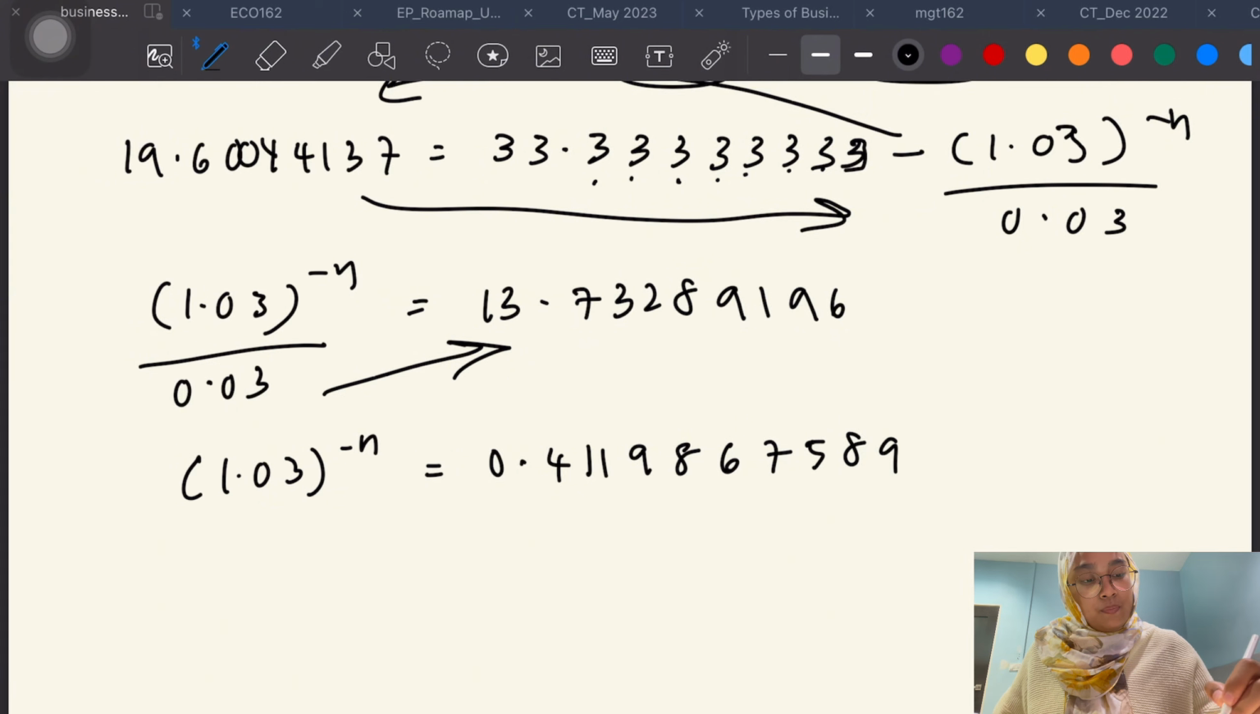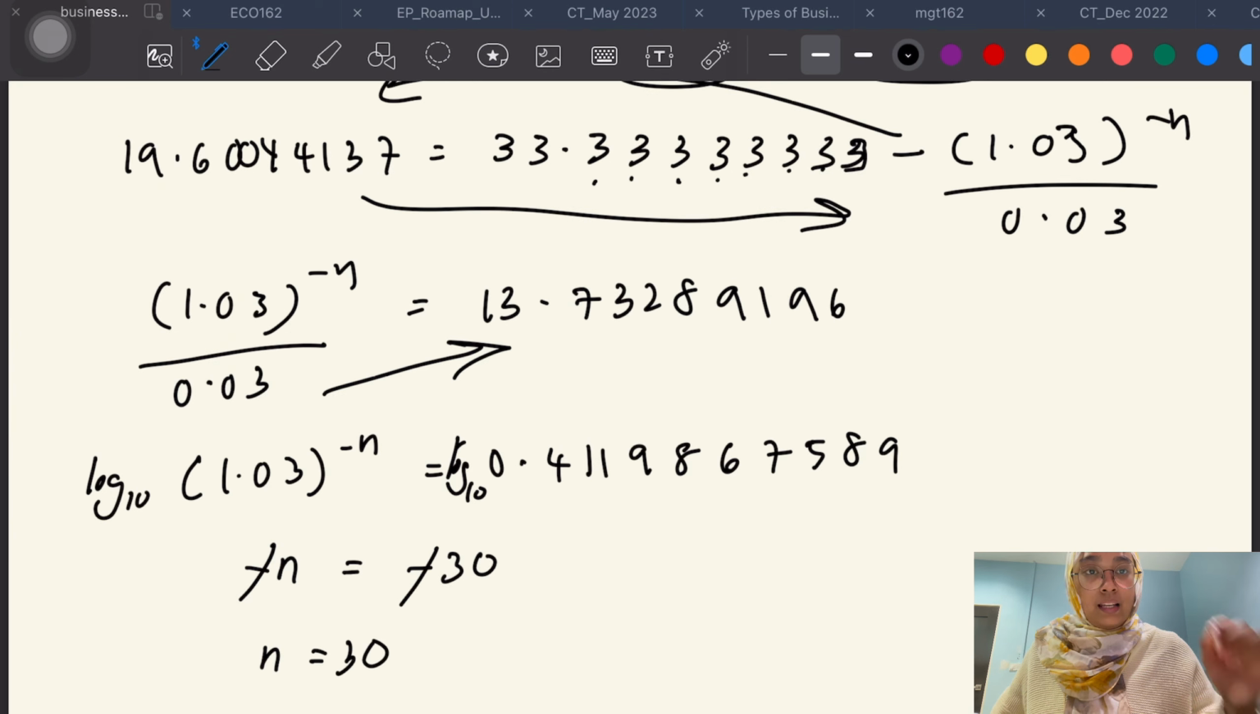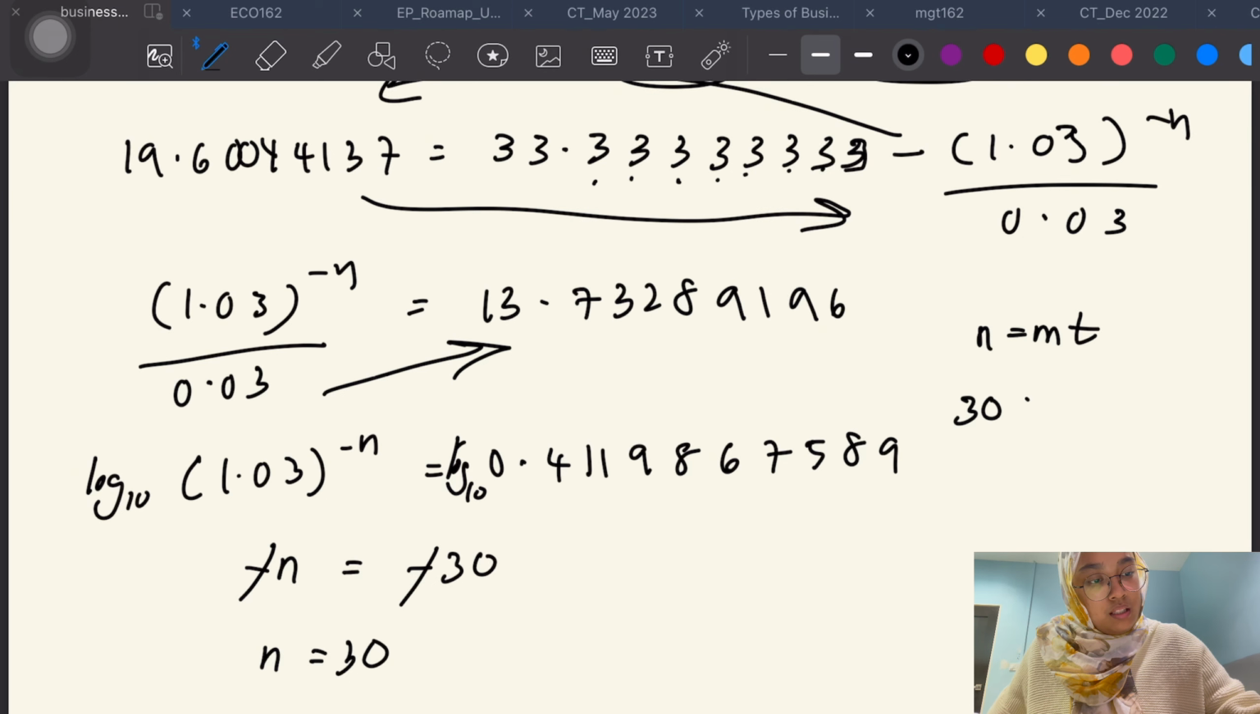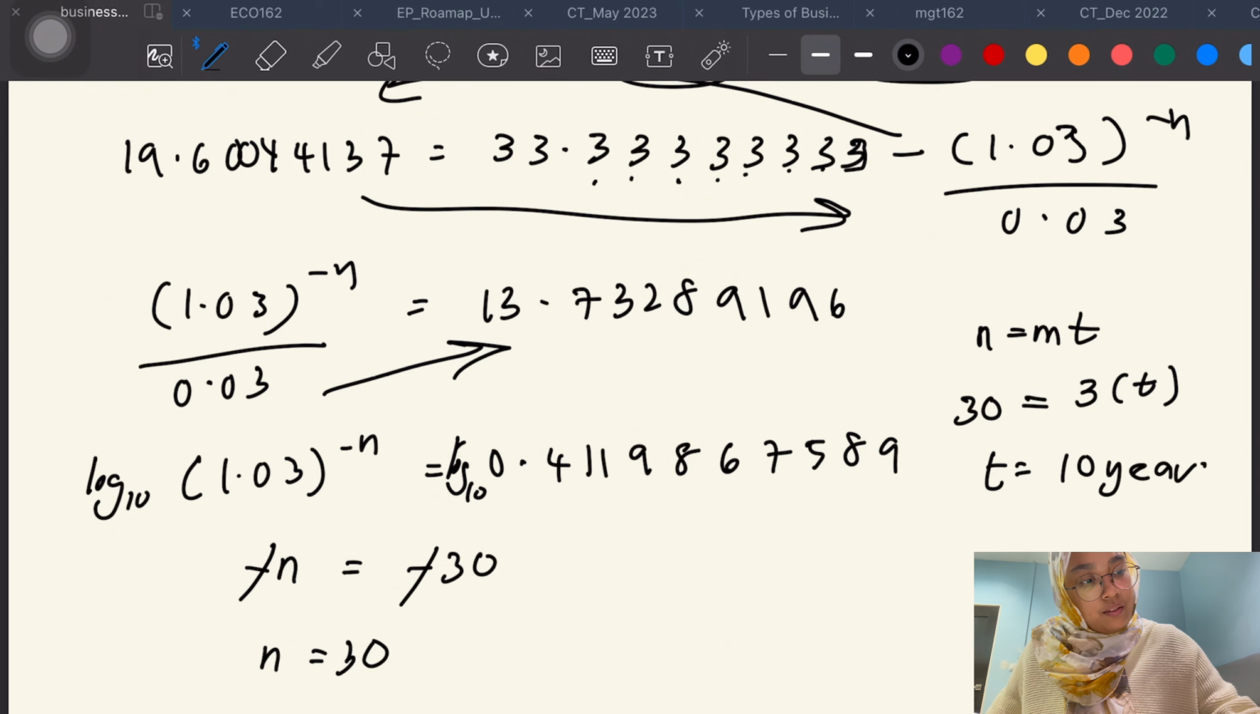So you have to use log. You log this one and log the other, and then you will get negative n equals negative 30. So n equals 30, but that's not the final answer. Remember what I said, n is empty. So n equals 30 equals, what is our m? 3. So we don't know what is our t, so that you will get the final answer.